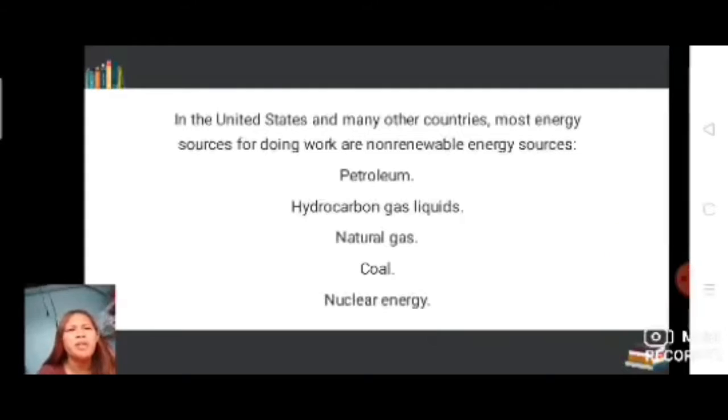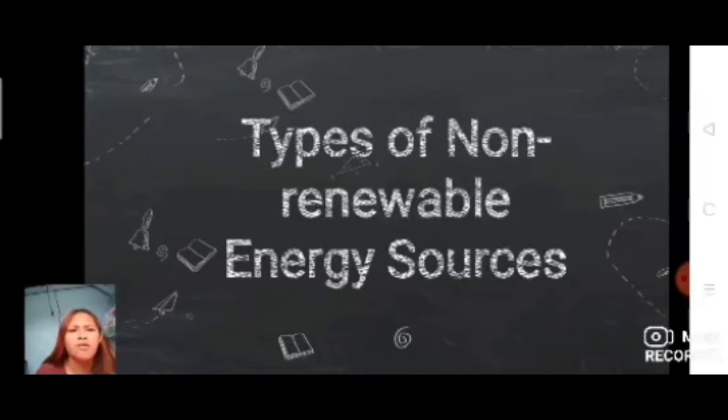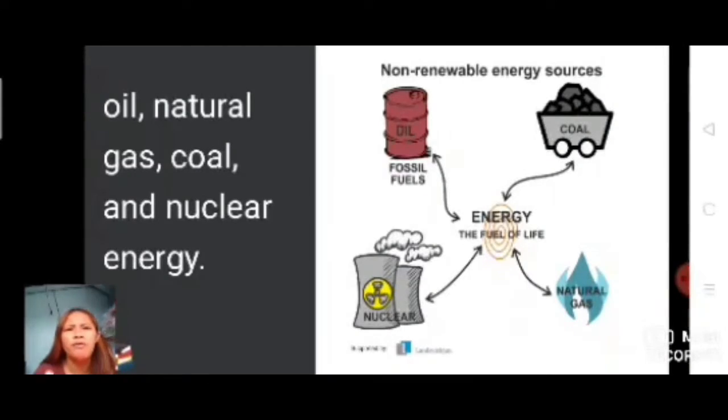So next, in the United States and many other countries, most energy sources for doing work are non-renewable energy sources such as petroleum, hydrocarbon gas liquids, natural gas, coal, and nuclear energy. So, there are types of non-renewable energy sources. There are 4 types of non-renewable energy sources: oil, natural gas, coal, and nuclear energy.